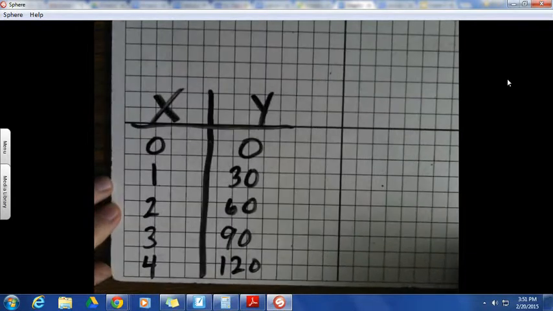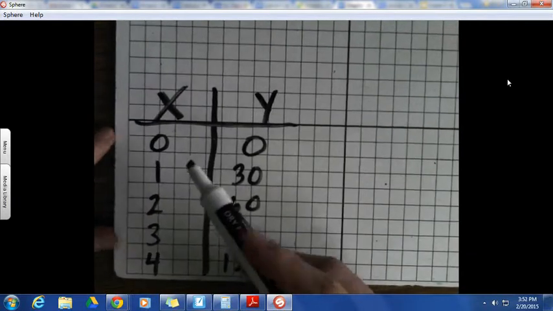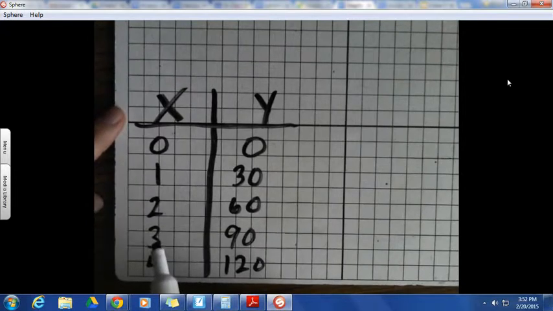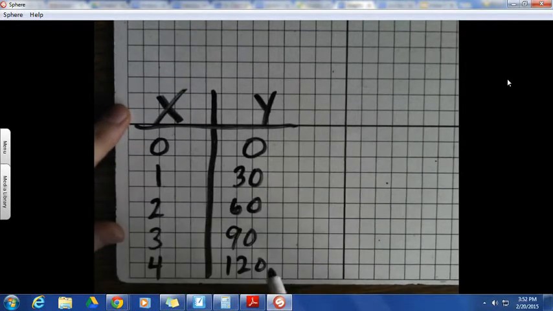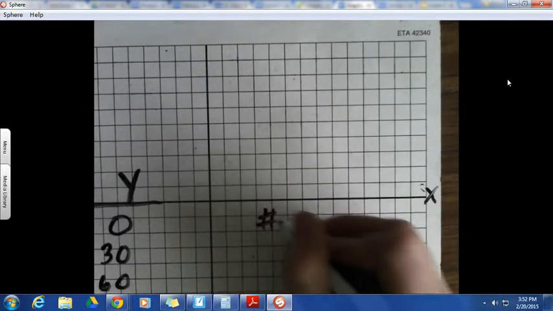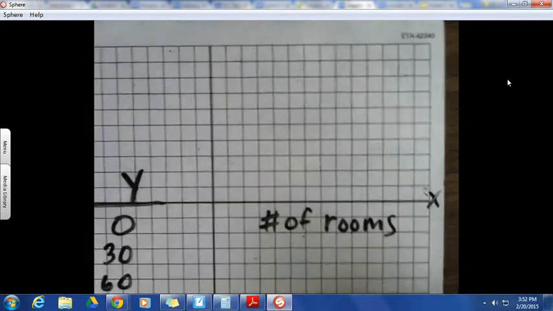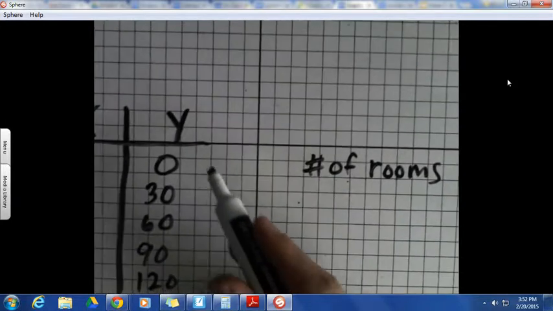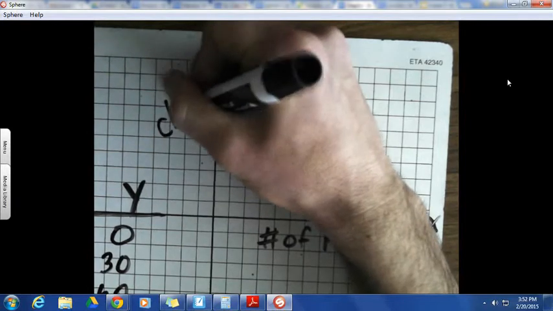So let's try to graph this here. Now first thing we need to do is label our axes. So for the X values we have number of rooms. So I'm going to go up here to my first quadrant. I'm going to label this my X-axis. And my X-axis is rooms. So I'm going to say number of rooms. And my Y-axis, my Y number is represented chairs. So I'll label this chairs. That's my Y-axis.